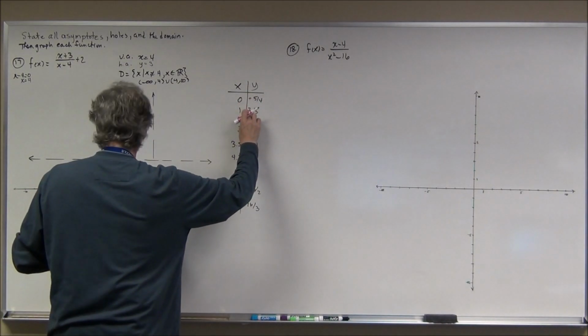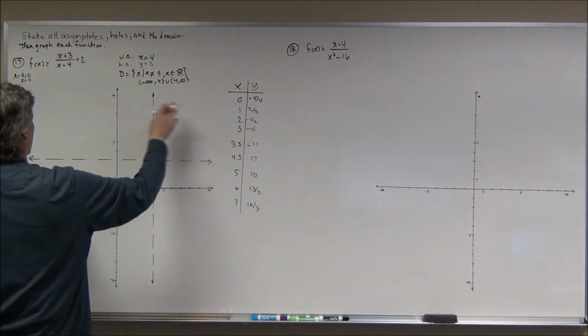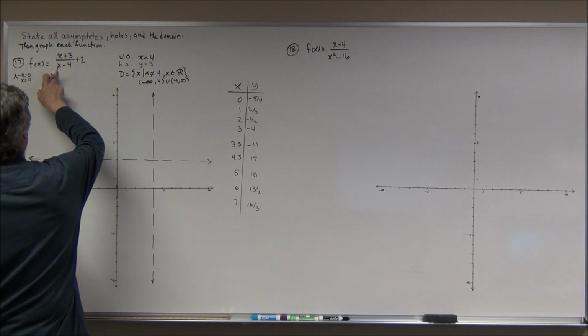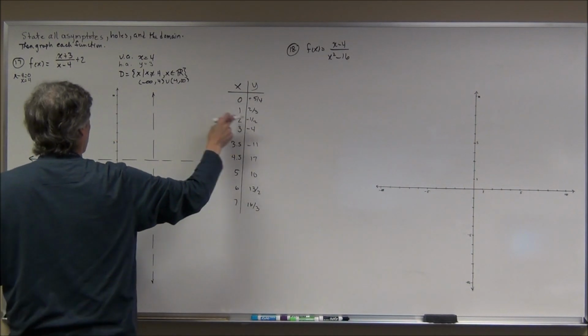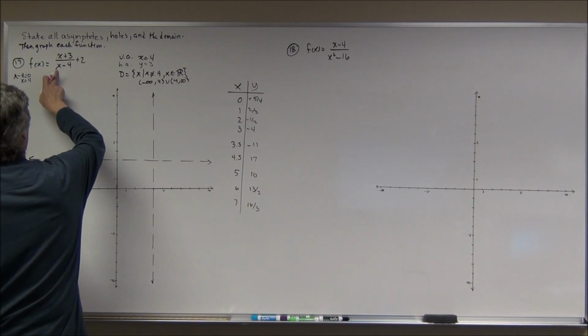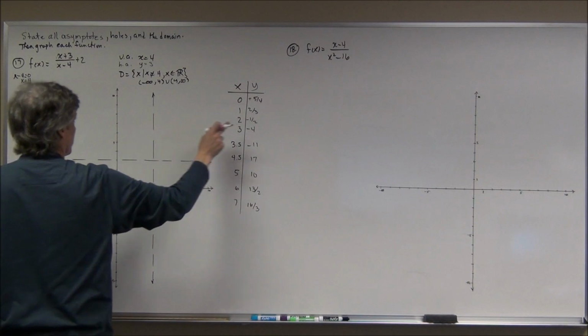These are probably positive numbers here. Well, we'll find out. This one's positive, but if I plug 1 in, I get 4 thirds, negative 4 thirds. Yeah, that's a positive 2 thirds. If I plug 2 in, I get 5 over negative 2. That's negative 5 halves. No, that's minus a half.